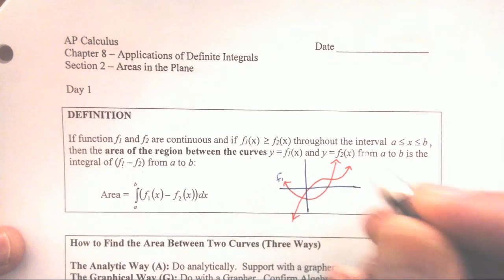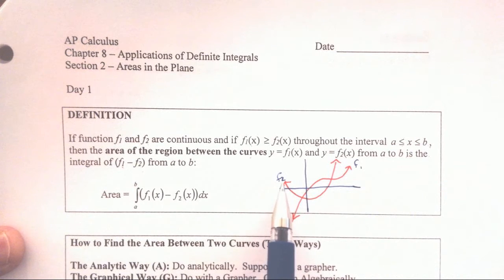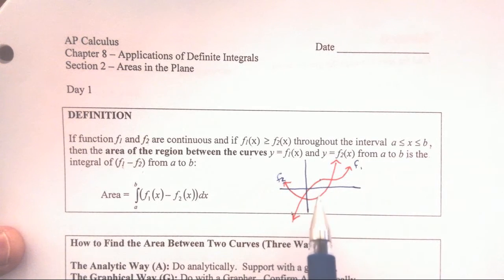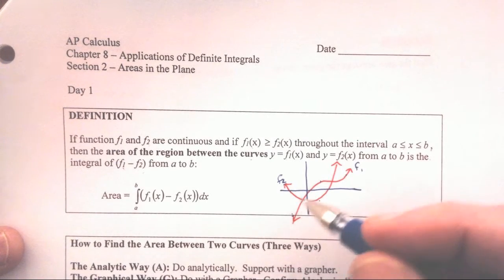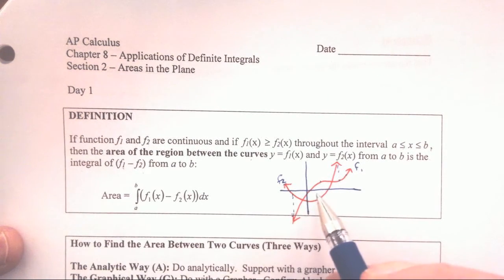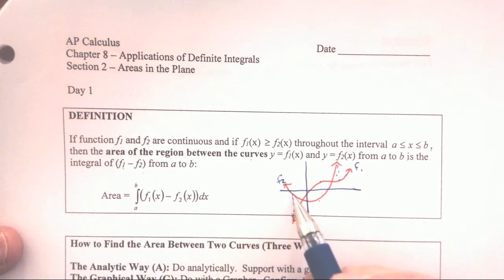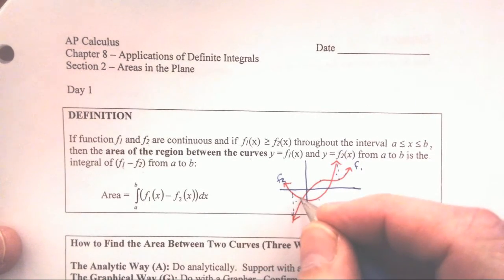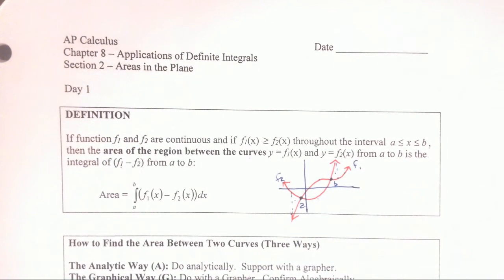For instance, if this is F1, I'm going to make this one F2, and this one F1. At this point, F2 is above F1. Now F1 is above, and now F1 is below. So if I wanted to find the total area from here to here, I would have to find the area in here with F1 on top, and the area in this interval and this interval with F2 as my first function. But oftentimes we just go from, let's say, A to B, in which case we just have one integral to find.